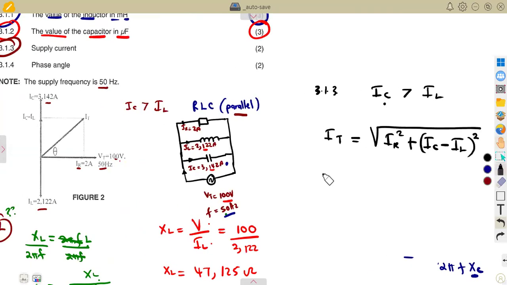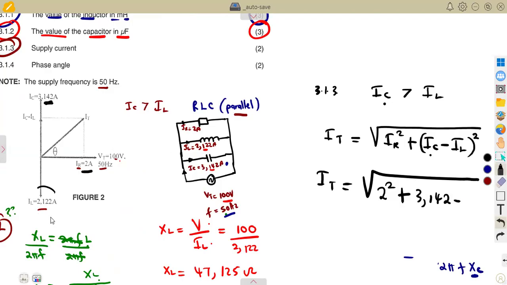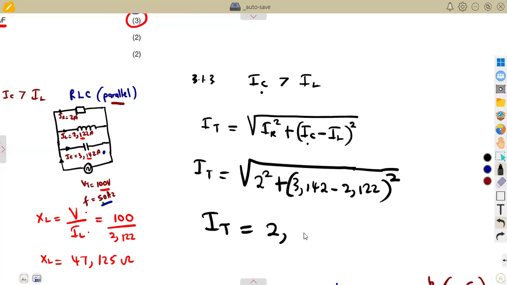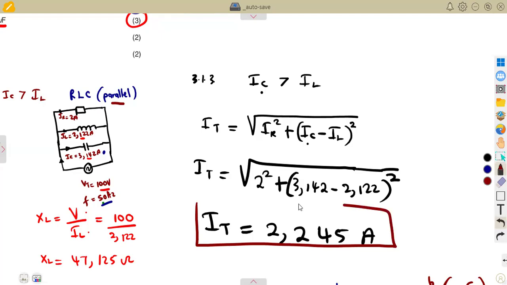These currents are given. Remember from your phasor diagram, these currents are there. The current across the resistor is 2 squared, plus the current across the capacitor, 3,142, minus the current across the inductor, which is 2,122. Then everything in this bracket, you're supposed to square it. So this is going to give us the total current of the circuit, which is 2,245 amps. That is what you're going to have. Just like that.